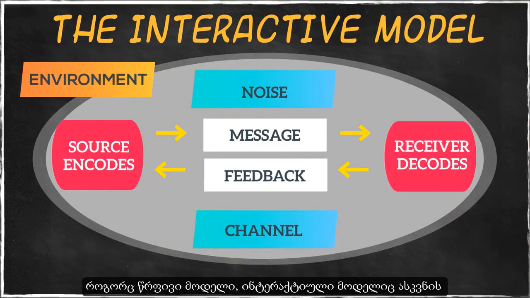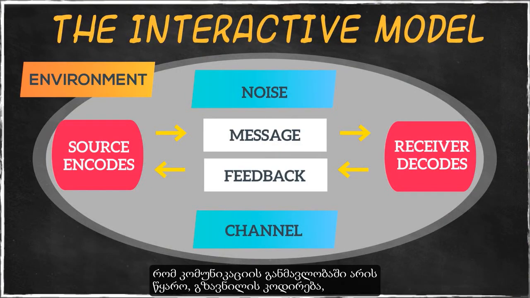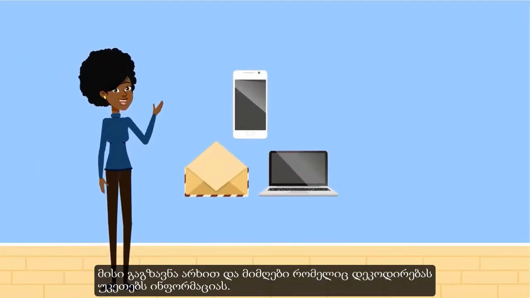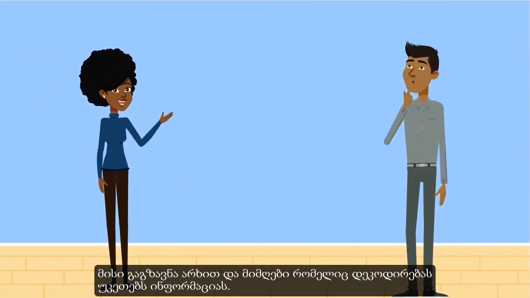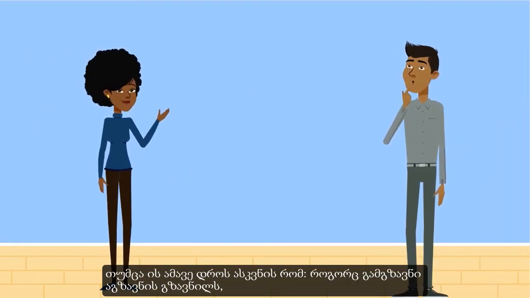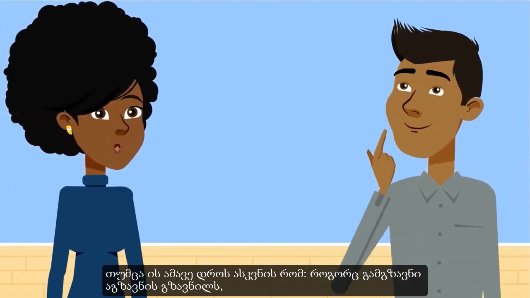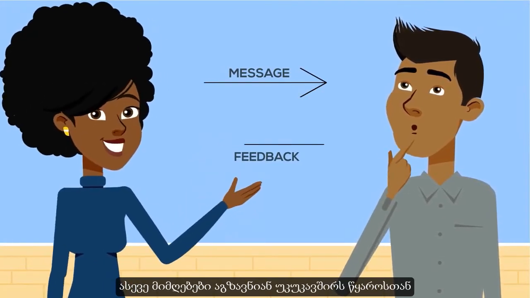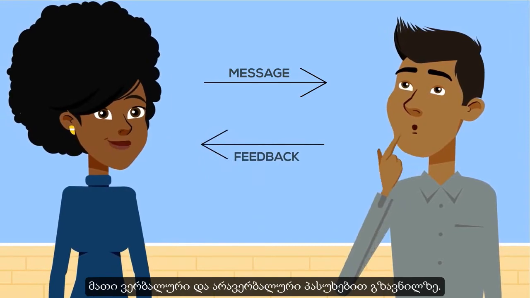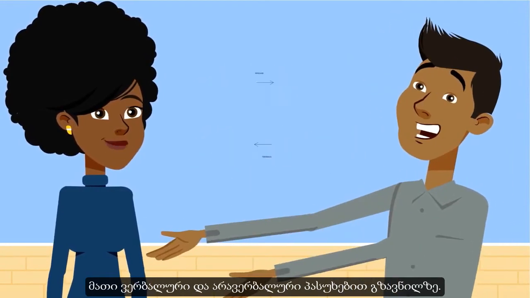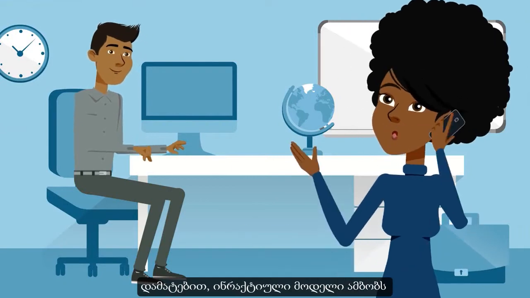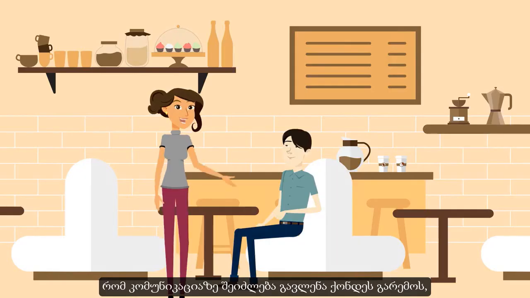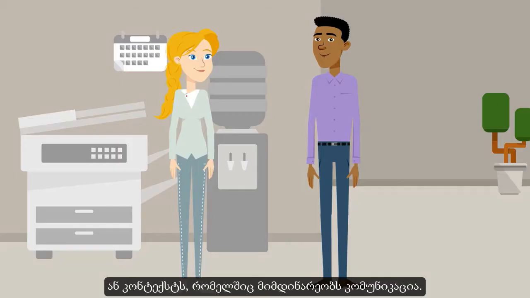Just like the linear model, the interactive model states that during communication, there is a source encoding a message, sending it through a channel, and a receiver that decodes the information. However, it also states, as the receiver is being sent a message, the receiver is also sending feedback to the source through their verbal and nonverbal responses to the message. Additionally, the interactive model recognizes that communication can be influenced by the environment, or the context in which communication is taking place.